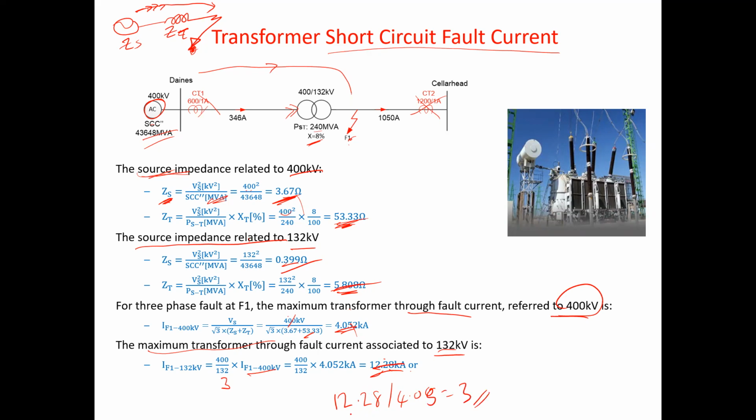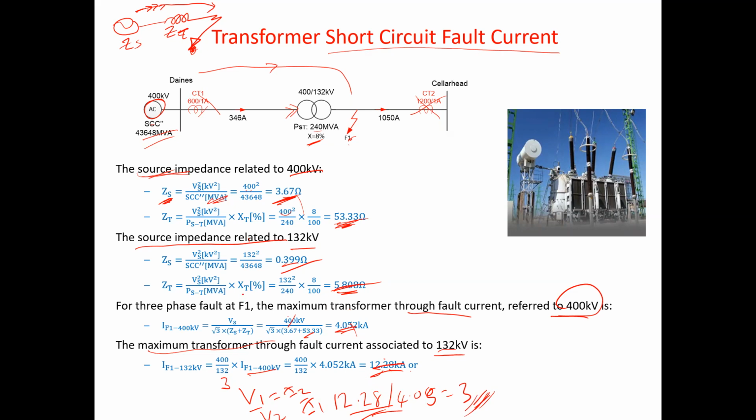So this is what we are more interested in. We need to match the turn ratio so that we can say, whether this is voltage or current, it must be true: V1 divided by V2 is equal to I2 divided by I1. So 400 divided by 132 is equal to I2, which is 12.28, divided by I1, which is 4, so the turn ratio is 3.